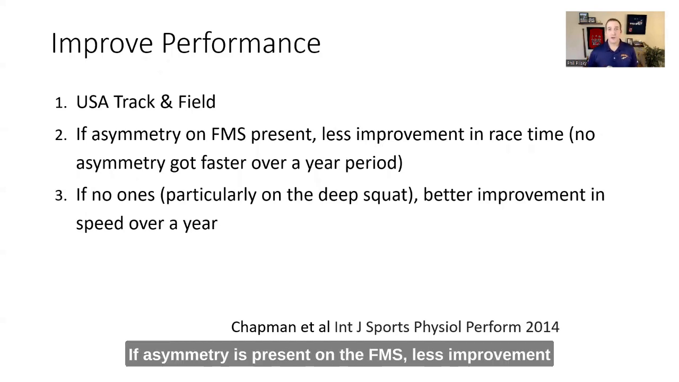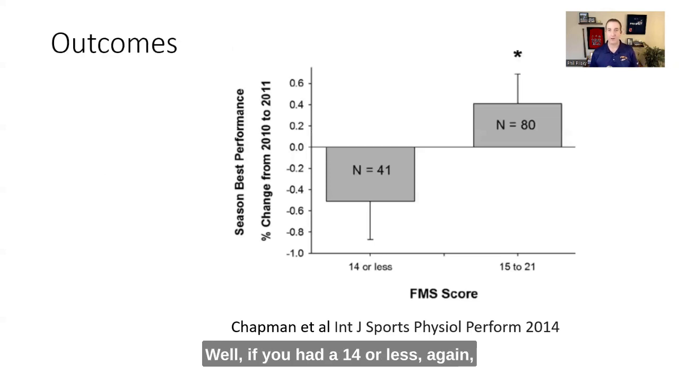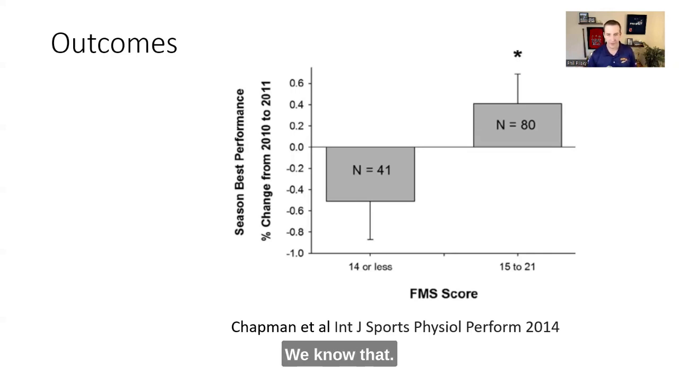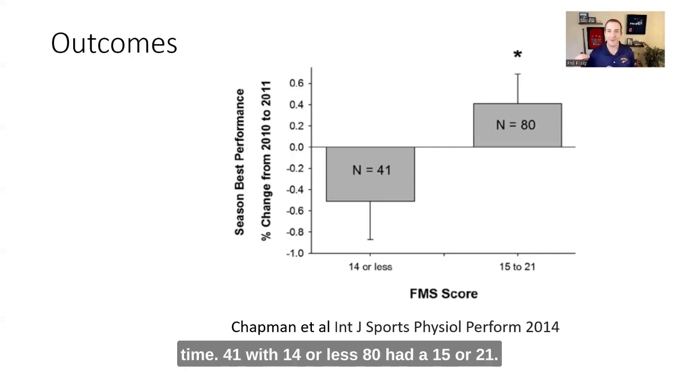If asymmetry is present on the FMS, there was less improvement in race time over the course of a year. So if you didn't have an asymmetry, you got faster over a year period. If no 1s on the FMS, better improvement in speed over the year. So what does that look like? If you had a 14 or less, and again, that's not the best way to analyze the FMS, we know that, but this was done back in 2011. That was our best knowledge at that point in time.